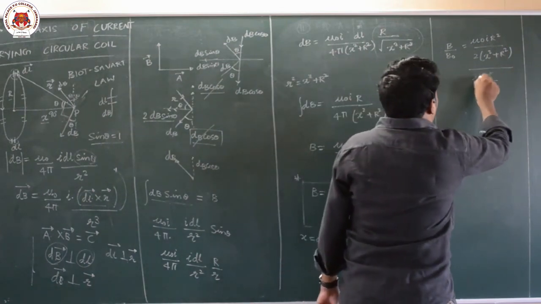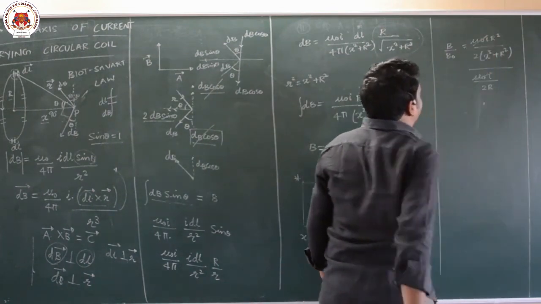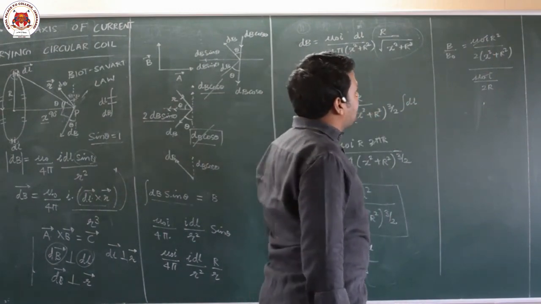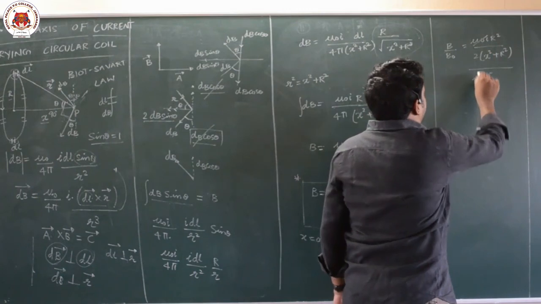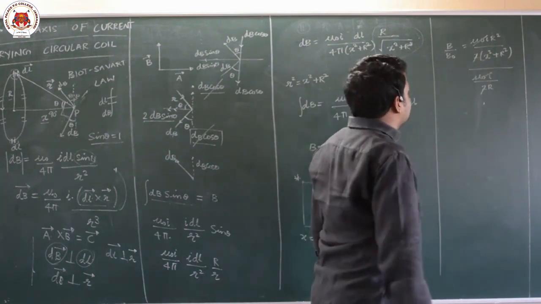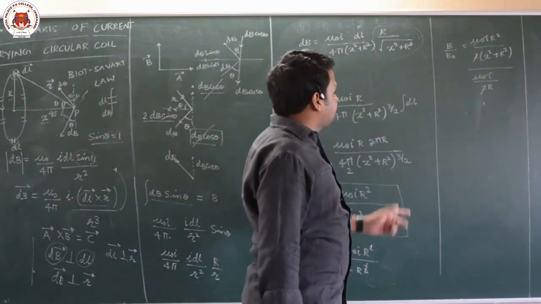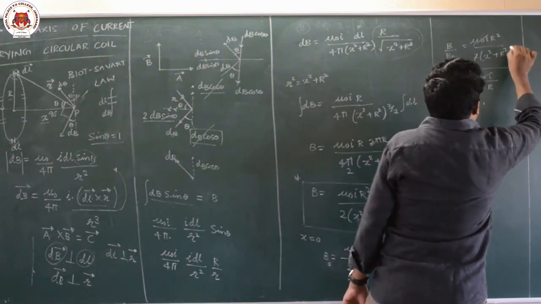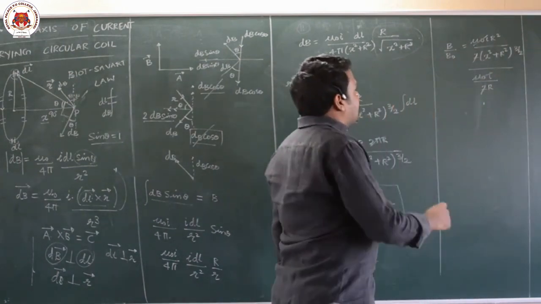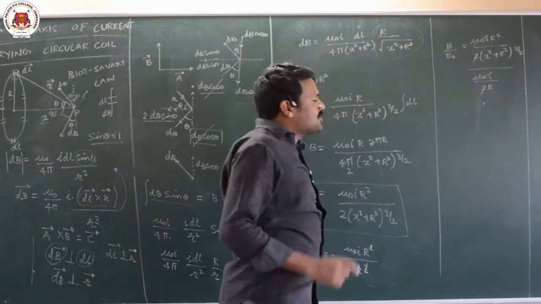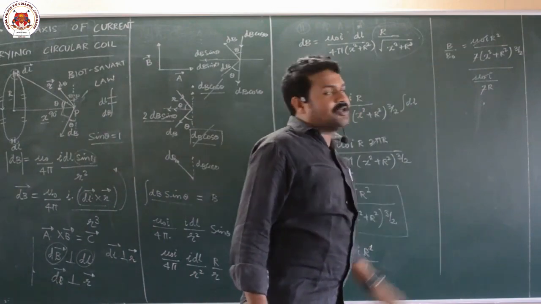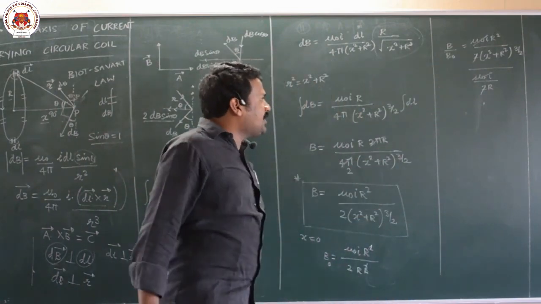Mu naught I will get cancelled, and the remaining 2 and 2 also will get cancelled. Just simplify this, you will get B by B naught equal to r cube by x square plus r square whole power 3 by 2. That you can do by using your math. Just reciprocate this, you will get the answer. This is the relationship between B and B naught.